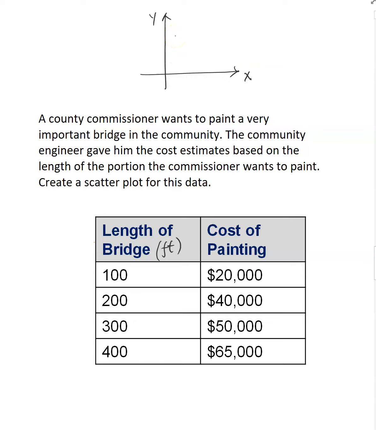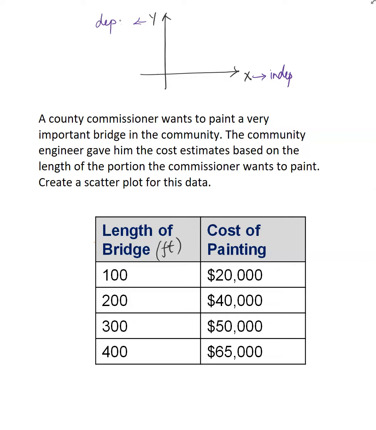If you recall, to know which one is dependent and which one is independent, we always know that your X is independent and your Y is always dependent on that. Y depends on X. So ask the question: does the length of the bridge depend on the cost of painting, or does the cost of painting depend on the length of the bridge? Both are variables. These are the two variables we have.